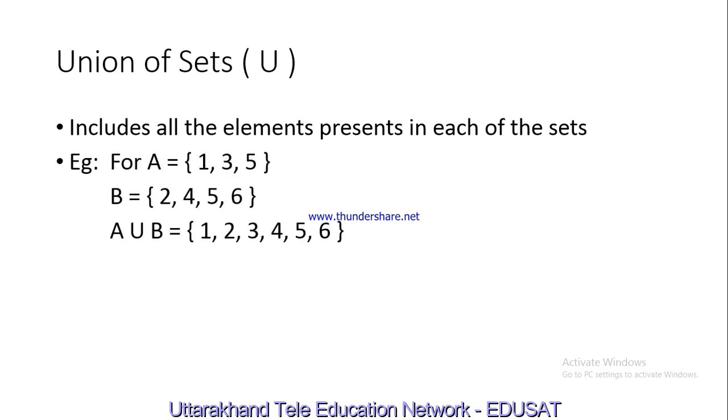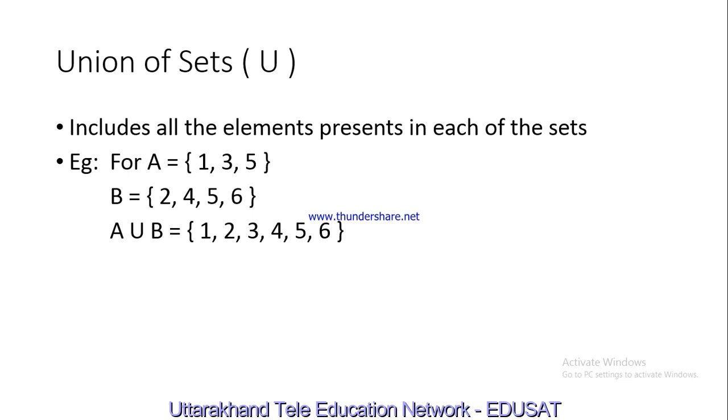So let's take an example. For example, if we have got two sets, one is A which has three elements 1, 3 and 5, the other one is B which has 4 elements 2, 4, 5 and 6. Now if I want to find out the value of A union B, it should include all the elements present in each of the sets. So in A there were 1, 3 and 5, while in B there were 2, 4, 5, 6.